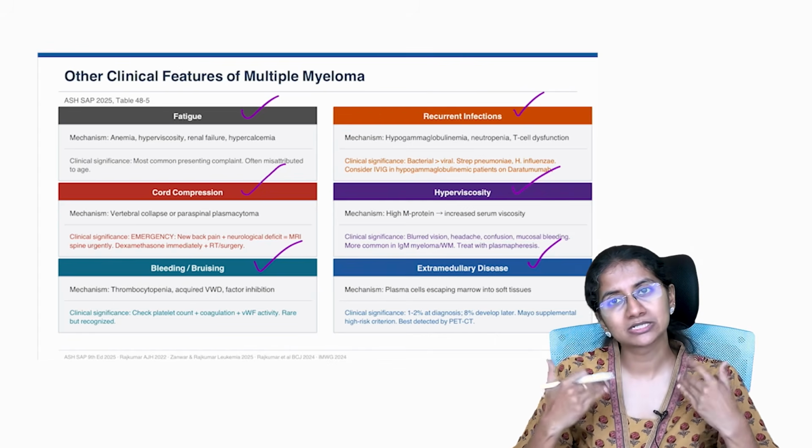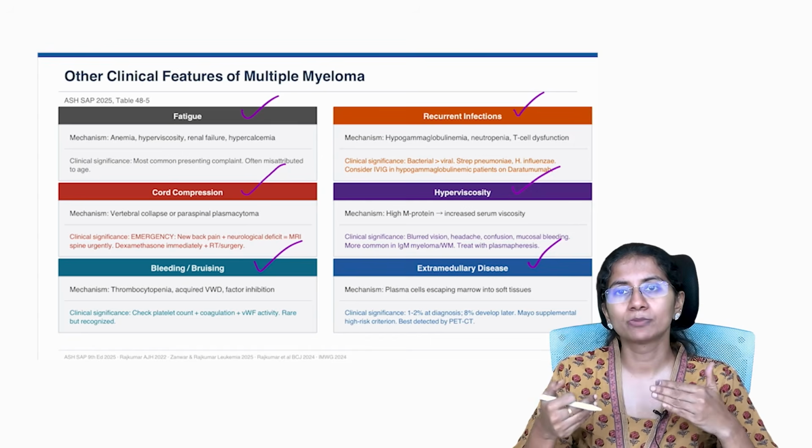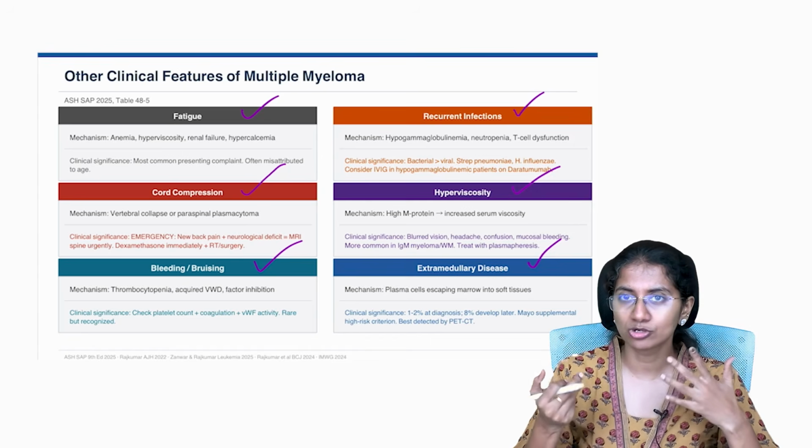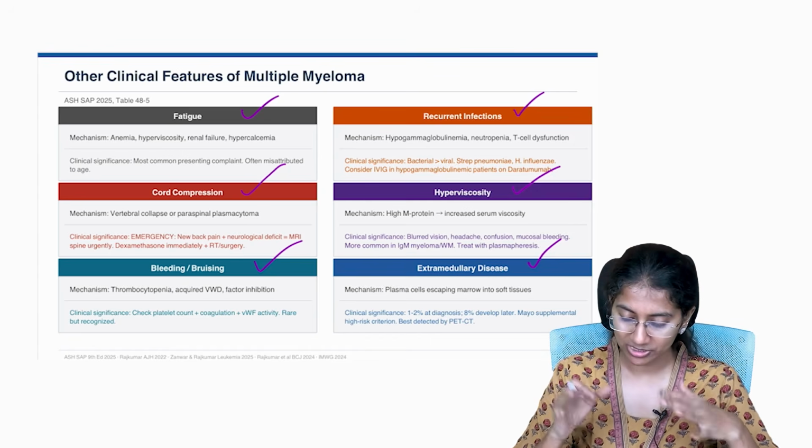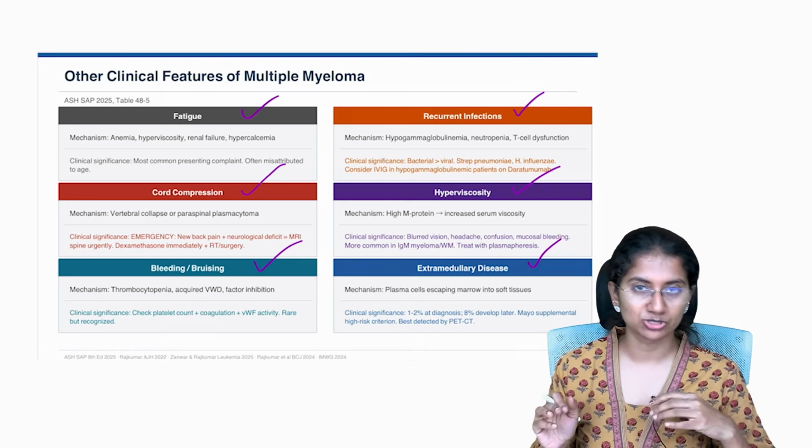Some amount of immunoglobulins are increasingly produced, but the other immunoglobulins which are to be protecting against the infection are also not produced. They are less in number. So that is recurrent infection. T cell dysfunction also happens.